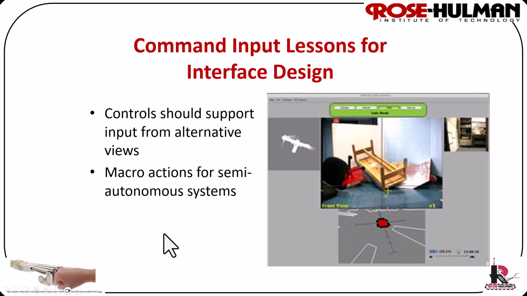So, looking at input lessons for interface design, control should support input from alternative views and also alternative methods, like we talked about: facial recognition, gesture recognition, speaking, natural language processing, etc. And there should be some macro actions for semi-autonomous systems. Macro actions are things that can be done completely autonomously, where the operator does not have to use mental workload in order to direct the robot. If there are things the robot can just do automatically, for example, wall following, obstacle avoidance, etc.